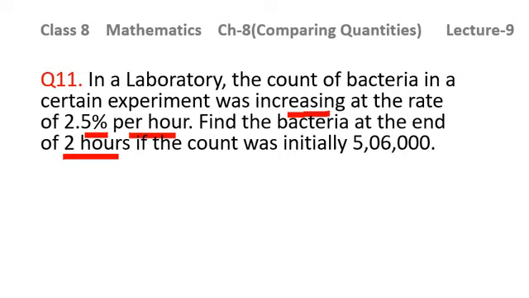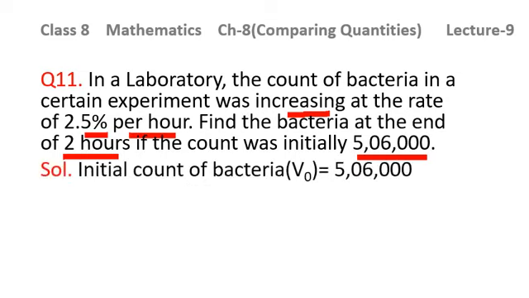So V is unknown to us in this case, and if the count was initially 5,06,000, so this is the initial count, so it will be taken as V naught. Let us see now. Initial count of the bacteria V naught is 5,06,000. Time is 2 hours.